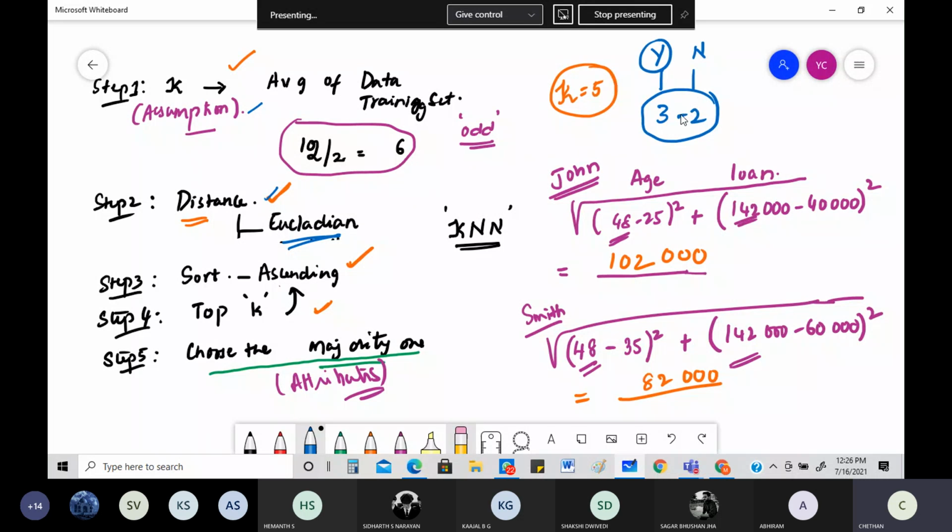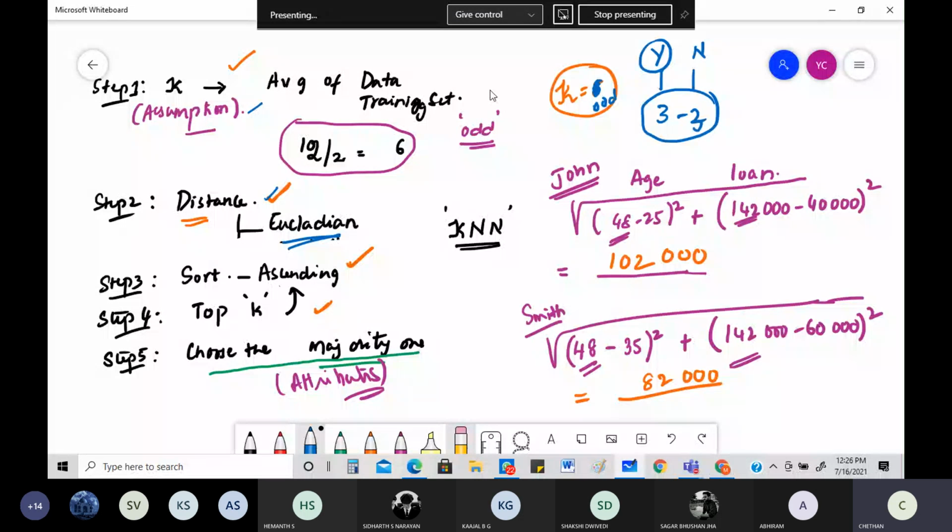See, this is why I told you: if you had chosen K as 6, what would have happened? Maybe for no you would have got 3, 3. Then where do you put Andrew? You can't place him in between. He is either going to be a defaulter or not going to be a defaulter. So I told you that you're going to take an odd number.